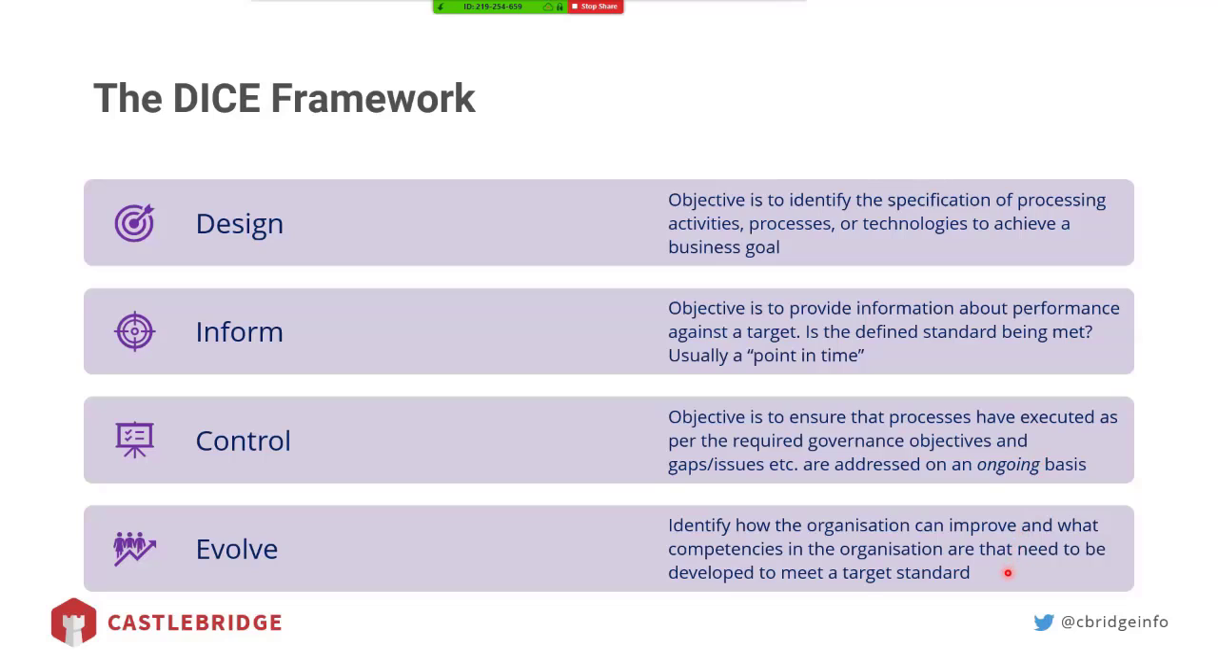The final one is where I think organizations that are approaching data protection and data governance from a strategic perspective are beginning to see value from the work we're doing with them. The evolve is where the organization is looking at how it can improve, and what competencies, not simply what policies, procedures, and technologies are missing or underperforming. What management competencies does the organization have to develop to meet a target standard, a target objective, a target level of capability in terms of data protection management, data governance, data quality, et cetera, across the organization?